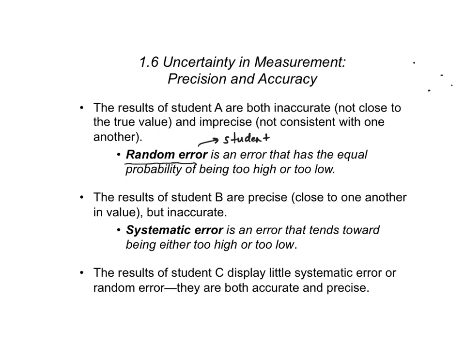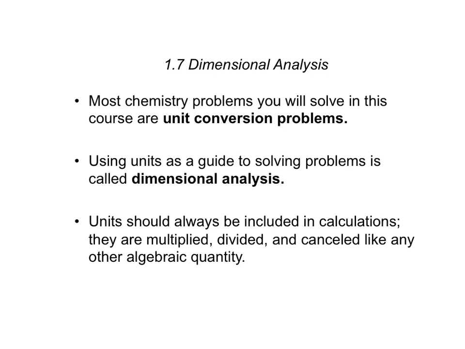And so if you have a tendency to always be too low or always be too high, that's probably something wrong with the instrument, okay? So student B, we're seeing systematic error because all of the measurements were essentially too low, okay? So there's probably something wrong with the instrument, and the balance needs to be calibrated or something like that, okay? Okay, all right, so random error versus systematic error.